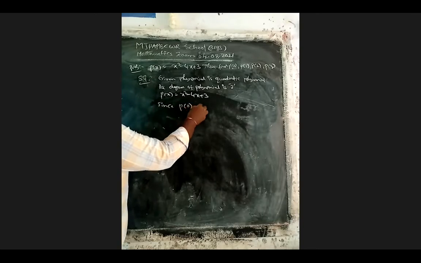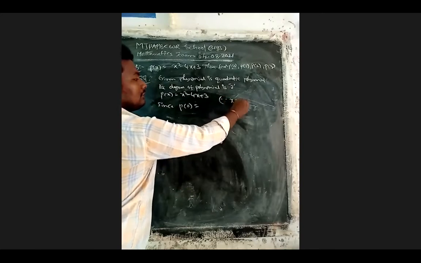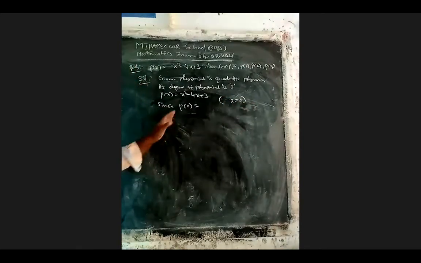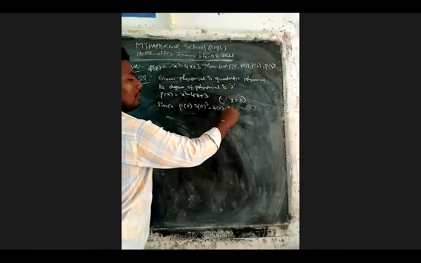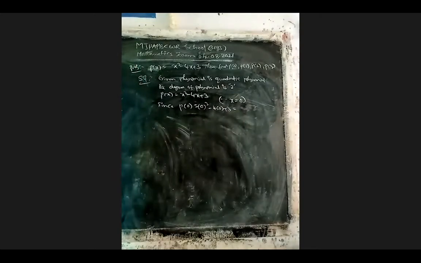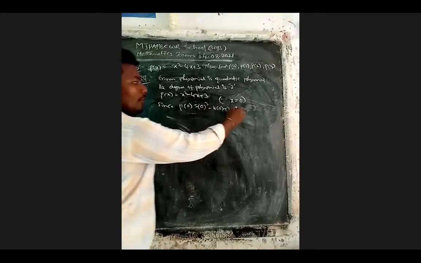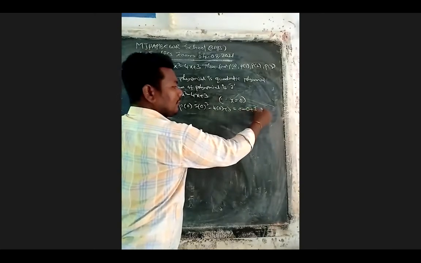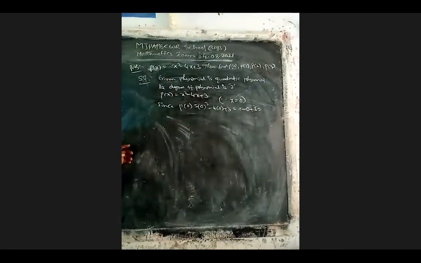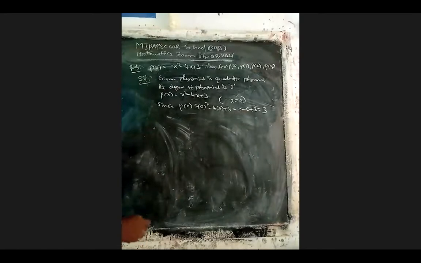Since P of 0 means x equals 0, we can substitute x equals 0. 0 square minus 4 into 0 plus 3. 0 square is 0, 4 into 0 is 0, and 0 minus 0 plus 3 equals 3.